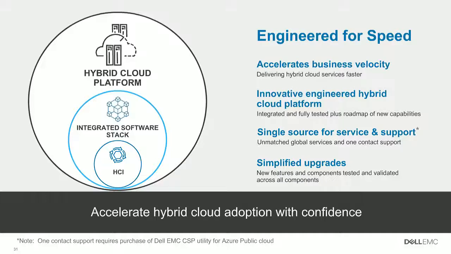The innovative hybrid cloud platform is integrated and fully tested to ensure that all the components work together. The solution then offers you a roadmap of new capabilities to ensure your platform continues to evolve to meet new business requirements. Remember what I said in the beginning, cloud is not a place, it is a platform. And that means the platforms continue to evolve and change, and you need a solution that allows you to have a clear roadmap of the new capabilities that you can expect and a methodology to actually implement these updates.